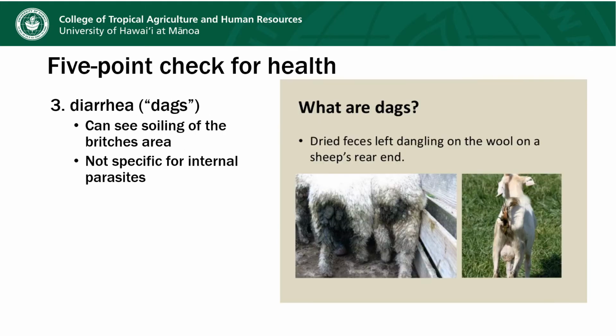The third thing that we look for in the 5-point check for health are external evidence of diarrhea, or DAGs as they might be referred to in sheep. There are charts that you can use to score the degree of soiling in the britches area, extending from the rectum and onto the legs in more severe cases. This finding isn't specific for internal parasites. Keep in mind that things like stress, change in diet, maybe specific diet types can also cause diarrhea.